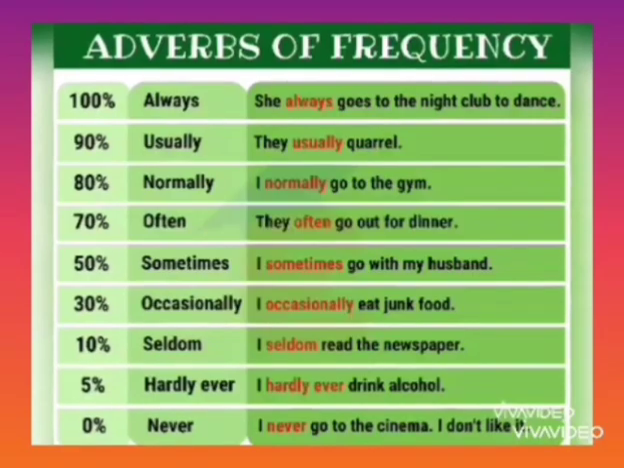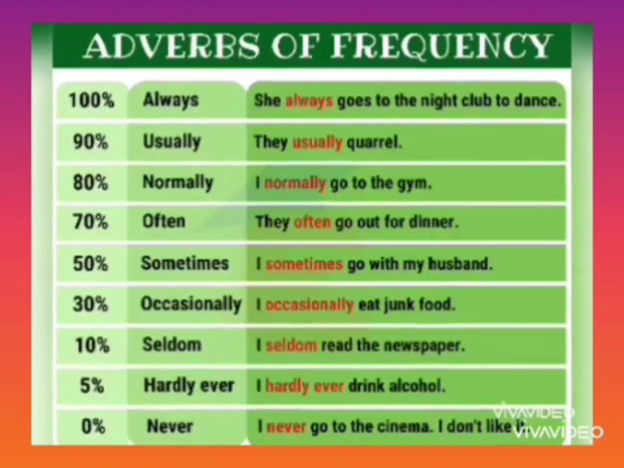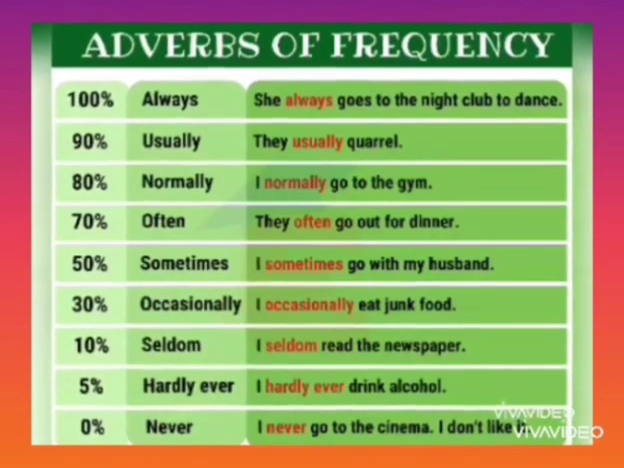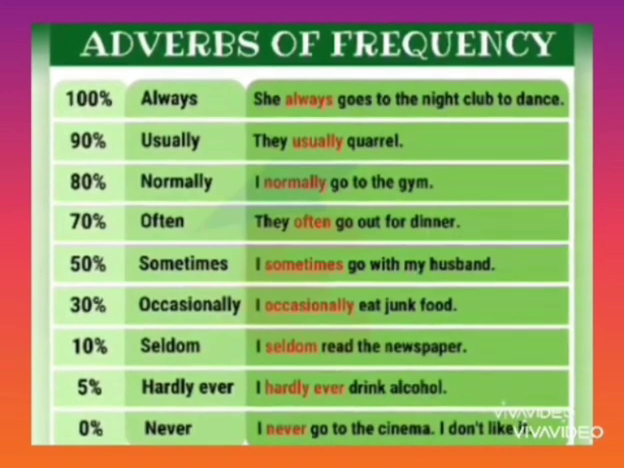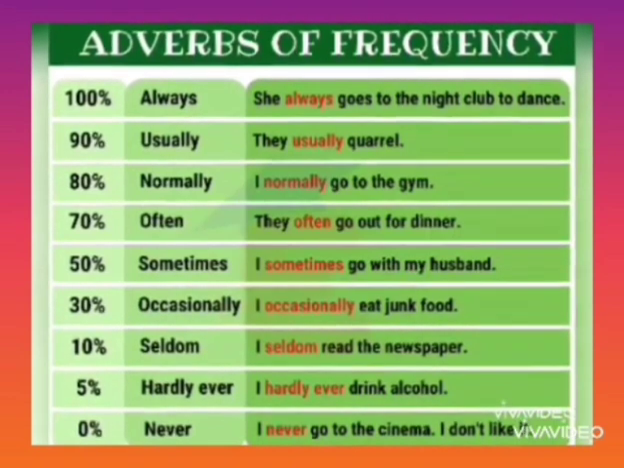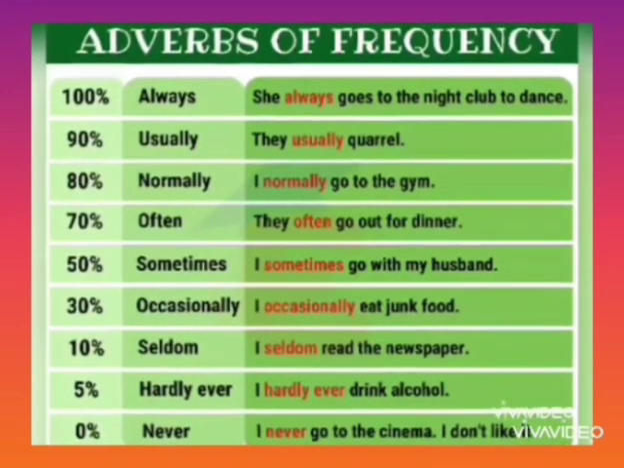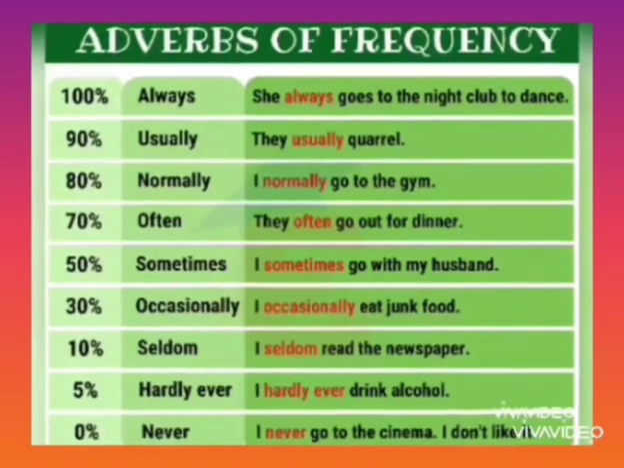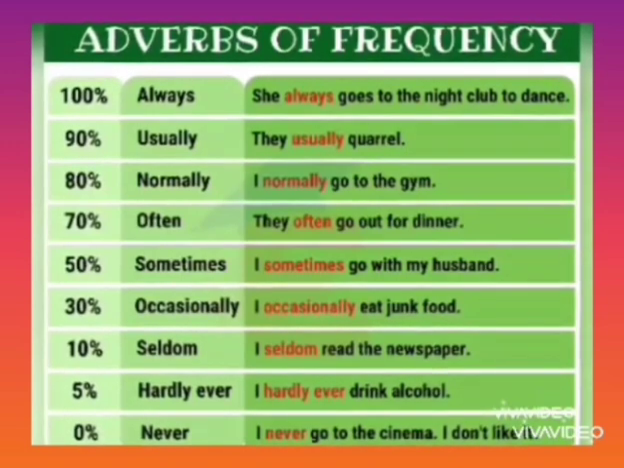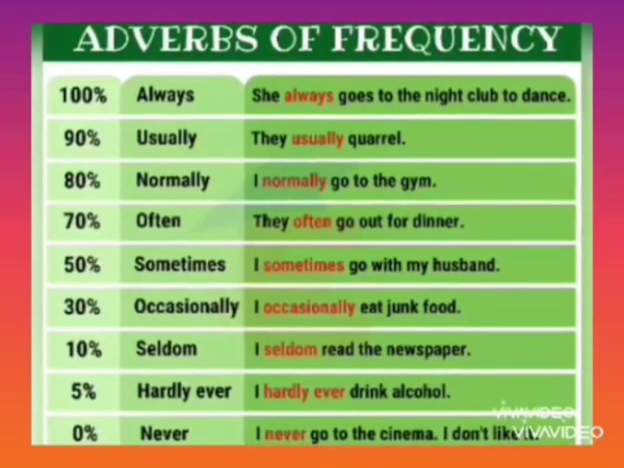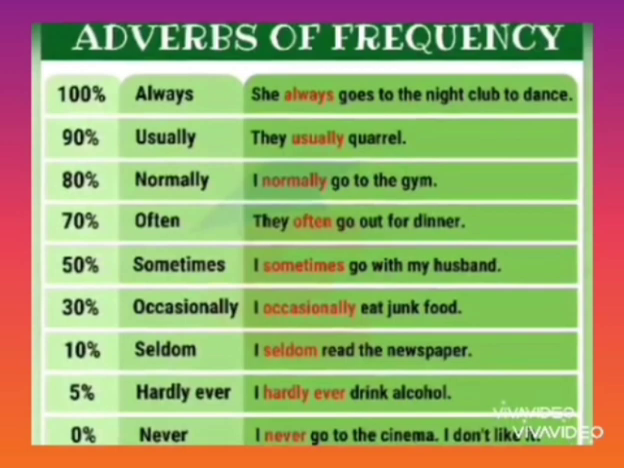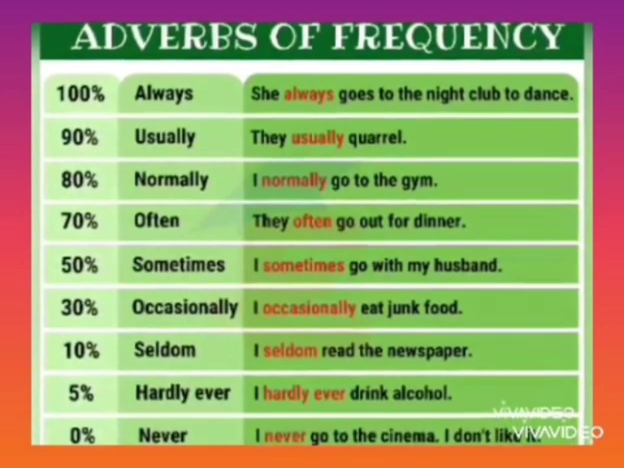See, 100% always. She always goes to the nightclub to dance. Usually, they usually quarrel. Normally, I normally go to the gym. Often, they often go out for dinner. Sometimes, I sometimes go with my husband. Occasionally, I occasionally eat junk food. Seldom, 10%. I seldom read the newspaper. Hardly ever. I hardly ever drink alcohol. Never. I never go to the cinema.